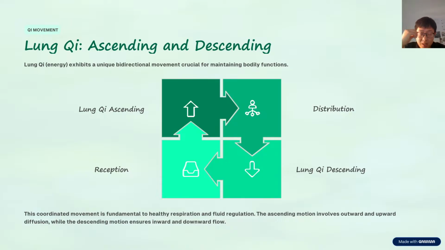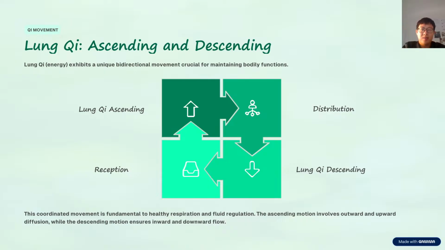Chinese medicine believes the lung's functions, whether the breath function or the fluid metabolism function, all rely on the lung energy movement. The lung energy movement has two directions, uprising and downward. A normal movement of lung energy should be ascending and descending.